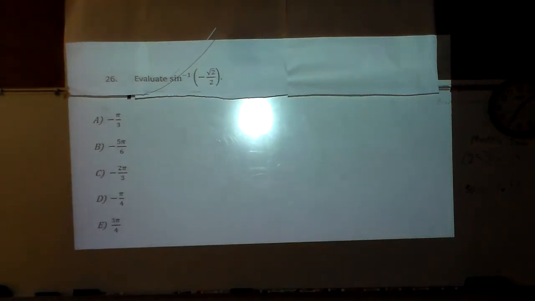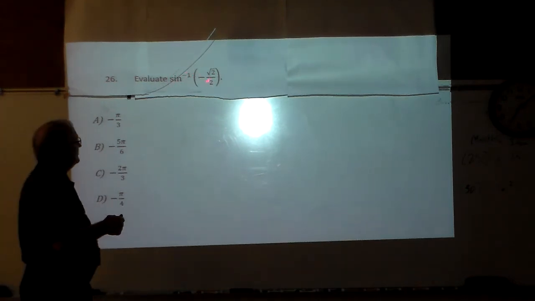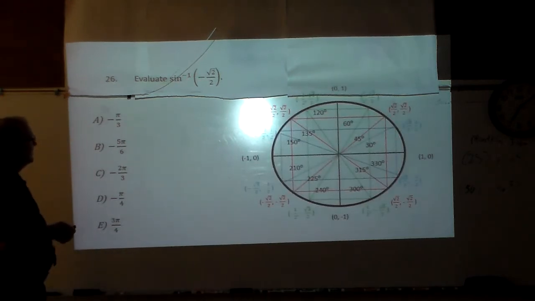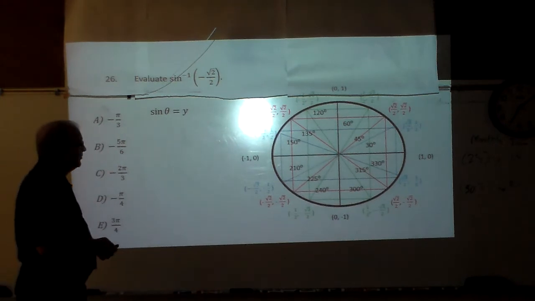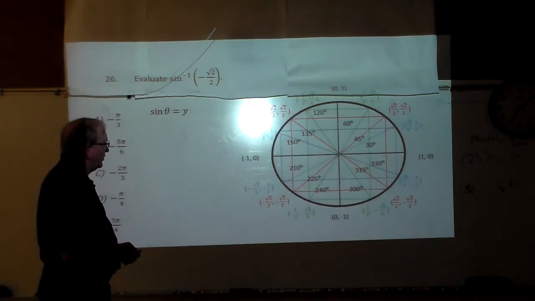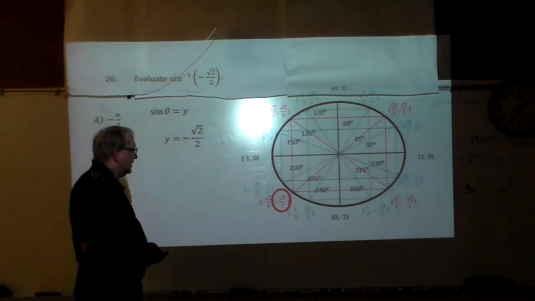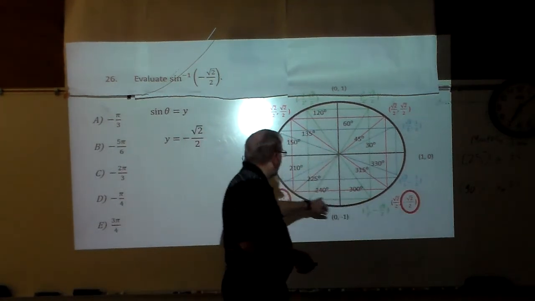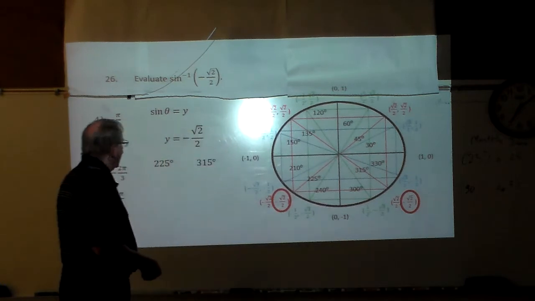Right? This next one here. This one here is what value makes this equal negative square root of 2 over 2? Well, basically, sine is the letter y. So where is y negative square root of 2 over 2? Well, that occurs here and there. So the only place the y is that, which means it occurs at the 225 and 315.